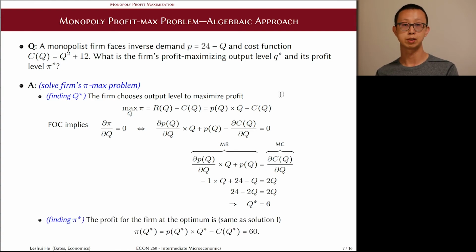This example illustrates how to solve the profit maximization problem under monopoly. The process is quite straightforward. I will just note that the key driving force of the model lies in the fact that the price is a function of the output level. And it brings a world of difference between this model and perfect competition.